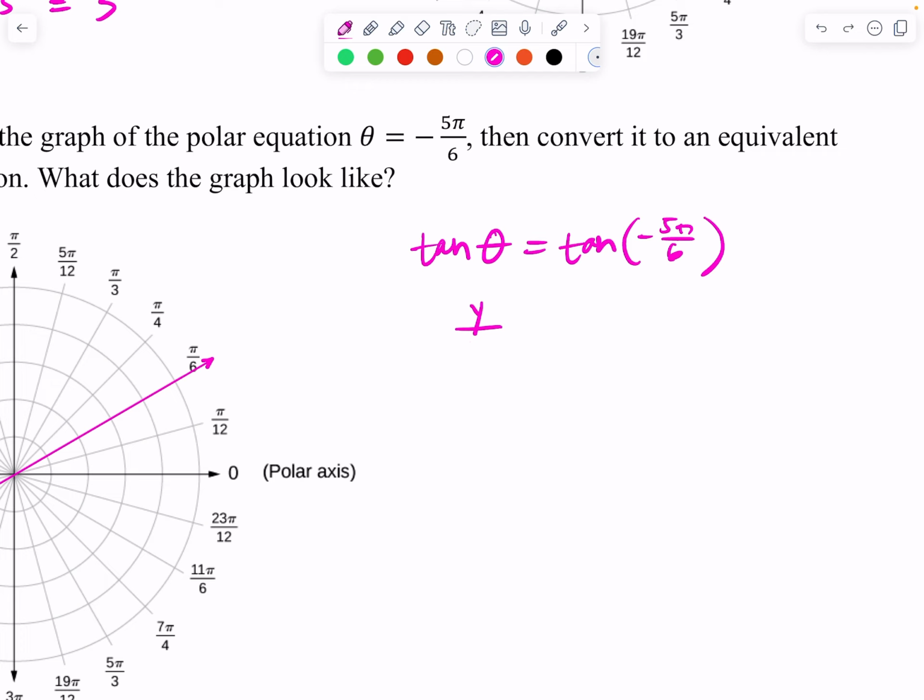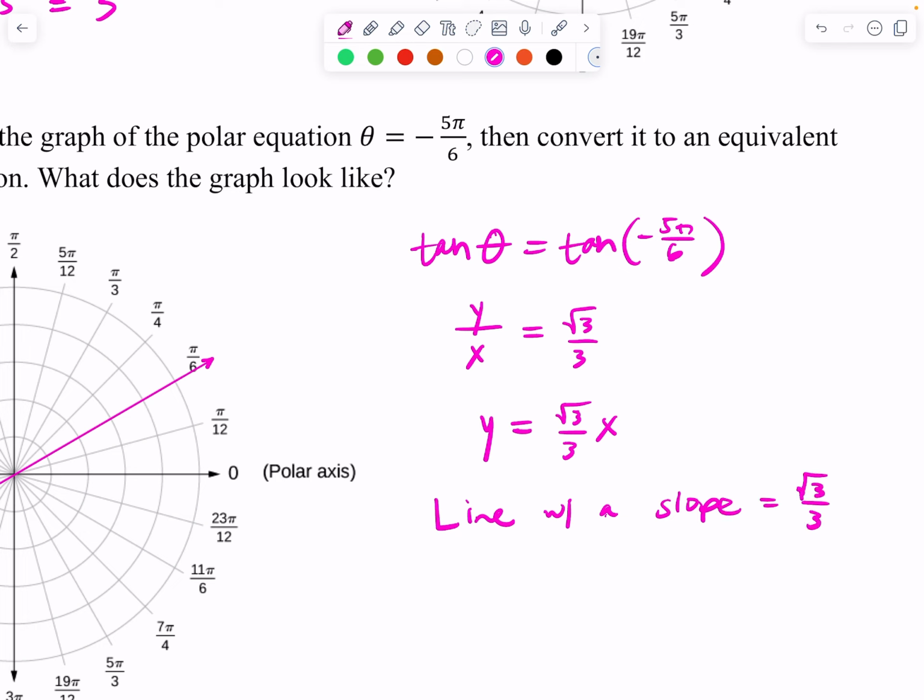So it's most efficient to just think about taking tangent of both sides of the equation and replacing tan theta with y over x. And then we think, okay, tangent of negative 5 pi over 6, that's going to be root 3 over 3. Okay, so we get y equals root 3 over 3 times x, which represents a line with a slope equal to positive root 3 over 3.